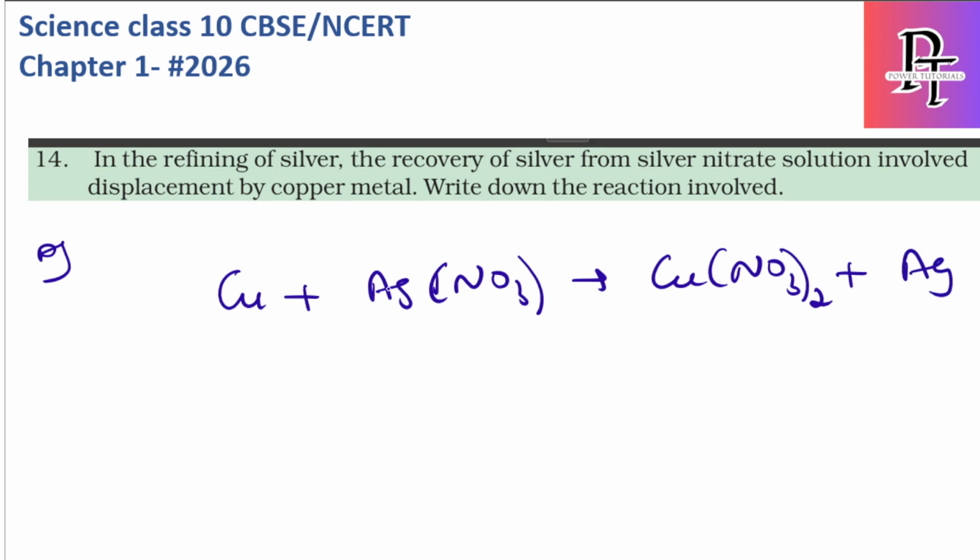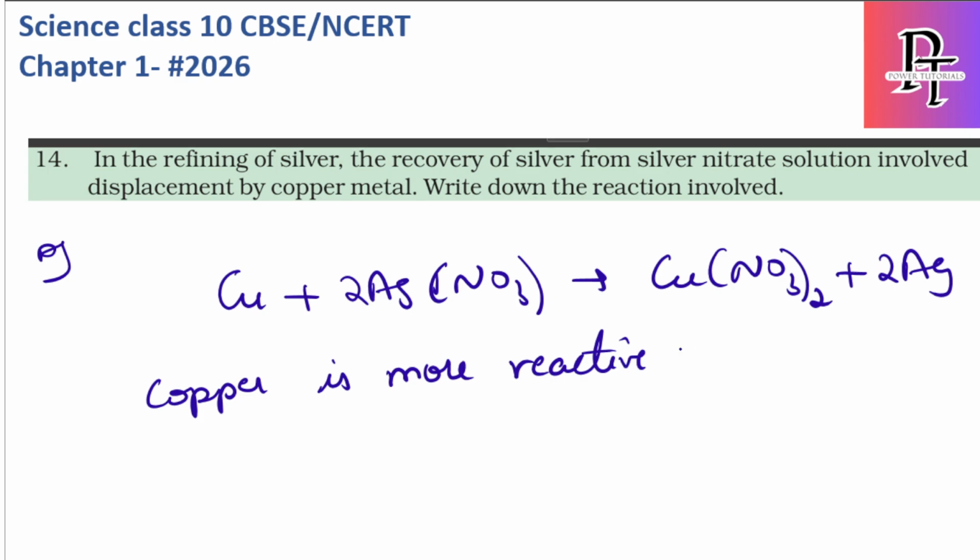Copper nitrate here is 2, so here this should be 2 Ag. Yes, you have to write here that copper is more reactive than silver, and you can also write this is a displacement reaction.